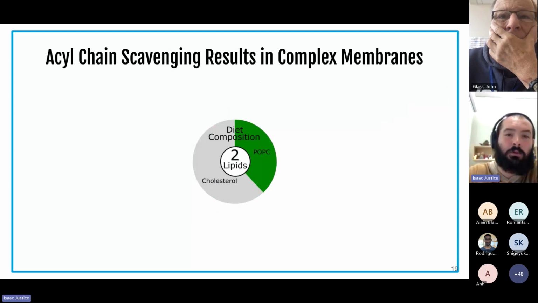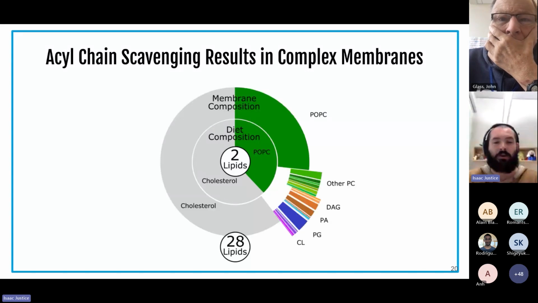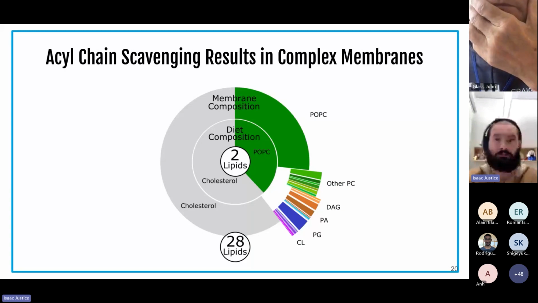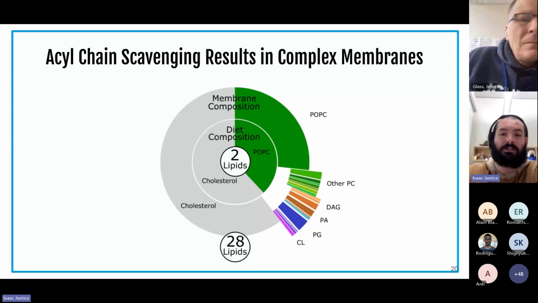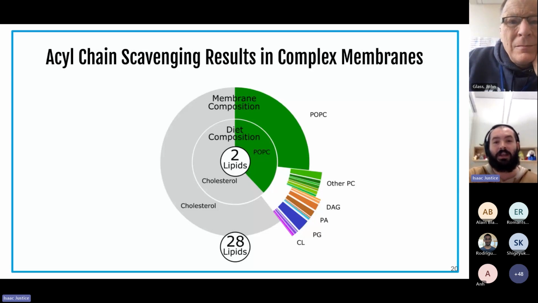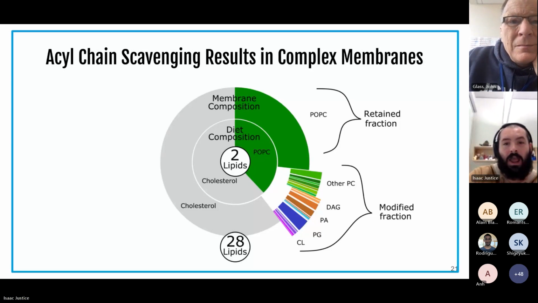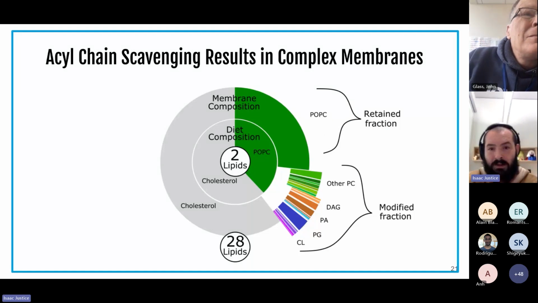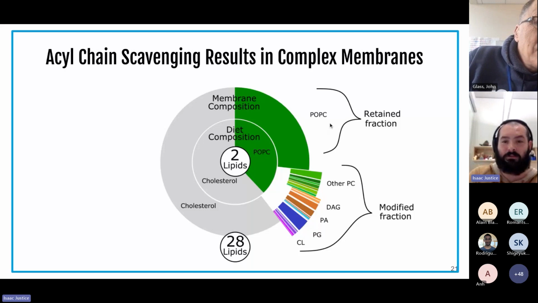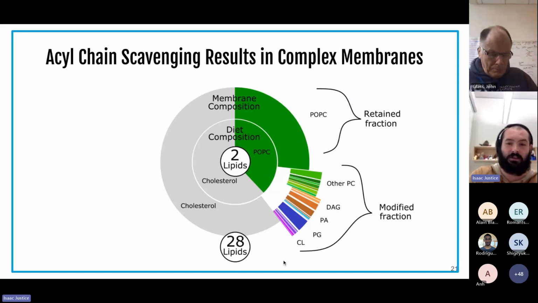And we can look in more detail using lipidomics, where we can see that from a diet of only 2 lipids, and this is mole percent data, they achieve a membrane composition of 28 different lipids. So acyl chain scavenging gives us complex membranes from simple inputs. So the question then is, can we go simpler? I also want to note that they do retain a large fraction of the phospholipid they're fed, but then they scavenge acyl chains from a fraction to synthesize a diversity of other lipids.